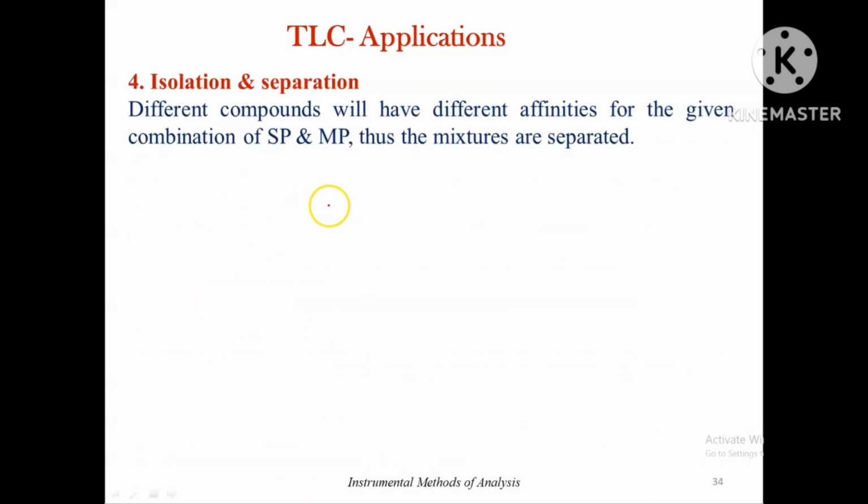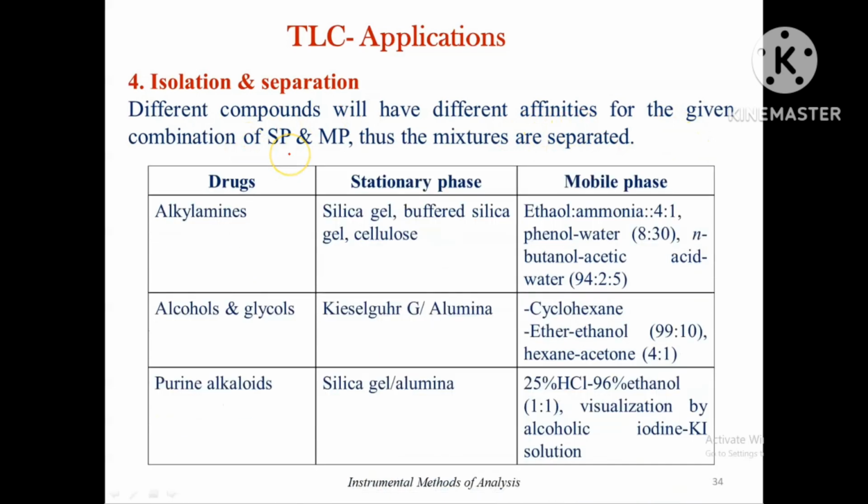Isolation and separation. Different compounds will have different affinities for a given combination of stationary and mobile phases. Thus, mixtures can be separated. Different types of mixtures of components can be separated by careful selection of stationary and mobile phases. A list is given in this table.